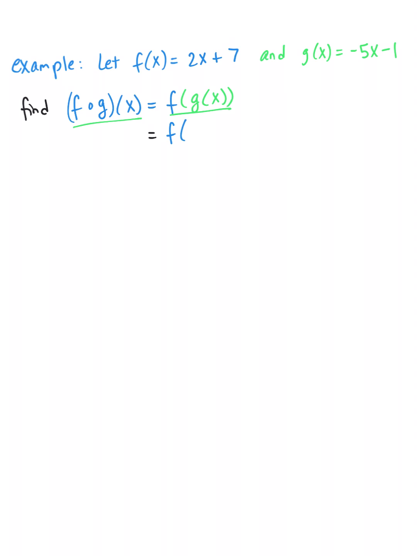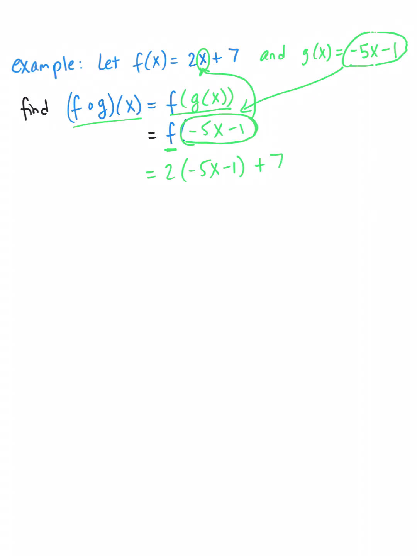So we are going to replace g of x with its equation. And then we're going to take what's in the parentheses and plug it in for the x for the function that's on the outside here. So we're going to plug it in for this x here. We're going to substitute negative 5x minus 1 for that x. And then all that's left to do is simplify. So we have negative 10x minus 2 plus 7 for a final answer of negative 10x plus 5.